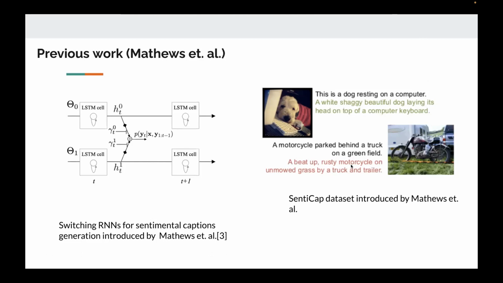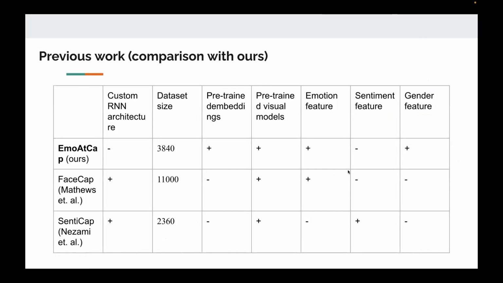If we compare our work with two recent works, there are some differences. Both works, FaceCap and SentiCap, use a custom RNN architecture, so they are altering the architecture itself, while we are not doing this; we are just using mechanisms which are already in LSTM. Regarding dataset size, ours is in second place in this comparison table, but we are not pre-training a big model on another dataset, so our problem is much more difficult because we are using limited data.